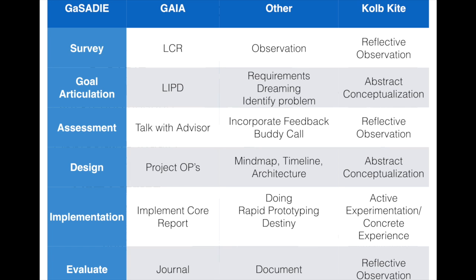What it is I want to design, and then creating that architecture, those mind maps, timelines of what it is I'm actually creating in the project. Creating that architecture frees me to begin actively experimenting, begin implementing within that core report, begin rapid prototyping.